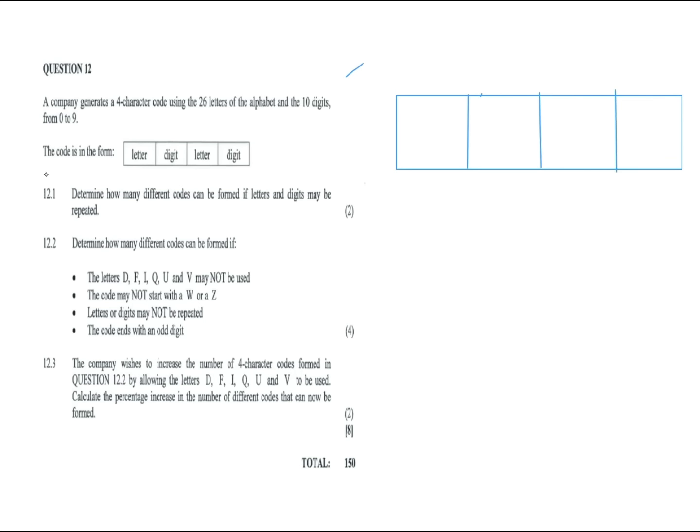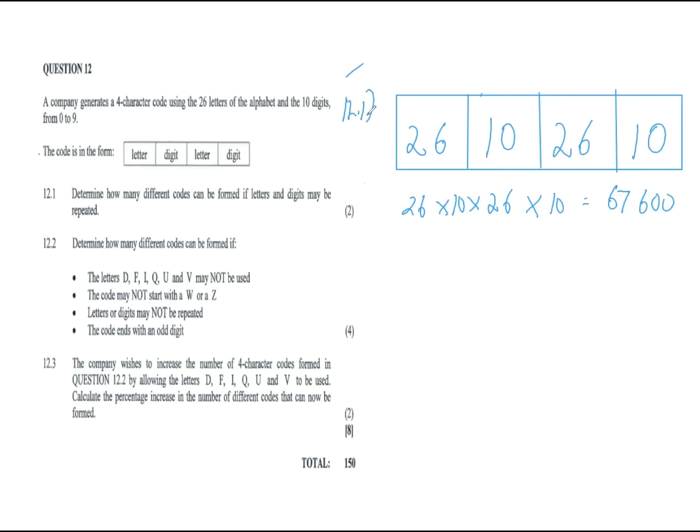Okay, so how many letters do we have? 26, and then digits, it's 10. But then remember, we can repeat a letter, so that means we still have a sample space of 26. We can repeat a digit, meaning we can still use the same digit, right? We still have a sample space of 10. Then this will just be 26 multiplied by 10, multiplied by 26, multiplied by 10, which all in all is supposed to give us 67,600, right? So that's your 12.1.